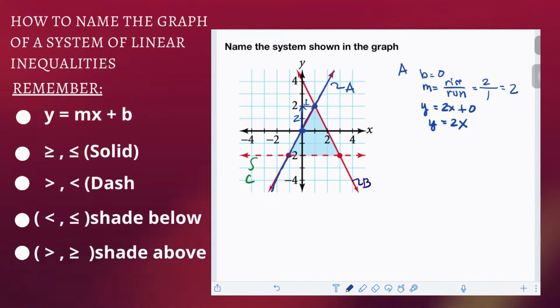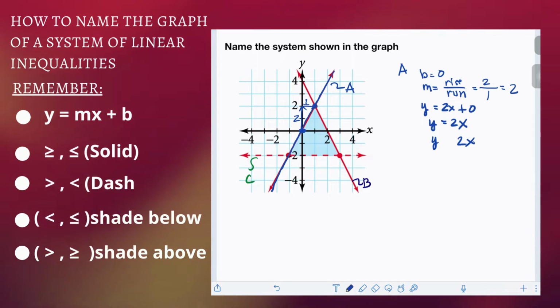Next, we are going to change the equal sign into an inequality symbol. So how do we do that? We are going to check the half plane. So if you can see in the graph, there's a blue shade there. And if we take a look at the blue boundary line, the shade is actually below the blue boundary line. So that means it's going to be less than. But don't forget, we also have to check the type of boundary line. So since we have a solid boundary line, therefore, our inequality symbol would be less than or equal to. So that's it for our inequality A.